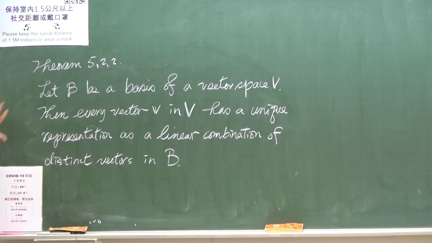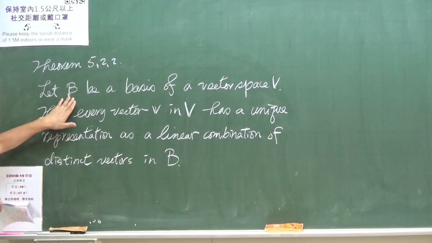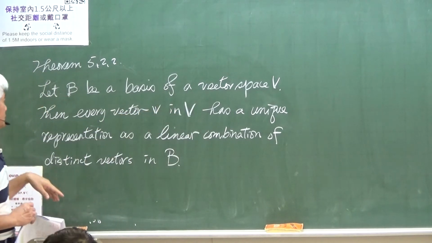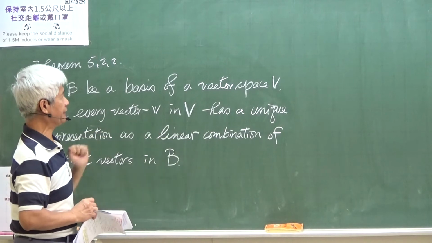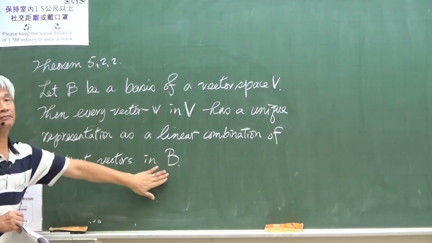Okay. So the next theorem is about unique representation of a vector relative to a basis. Suppose we select a basis B of a vector space V. Now, every vector, little v in capital V, has a unique representation as a linear combination of distinct vectors in this basis here.